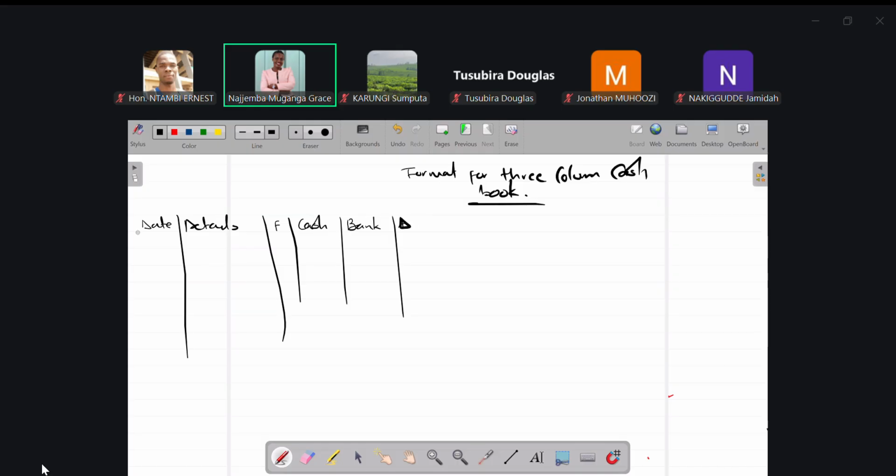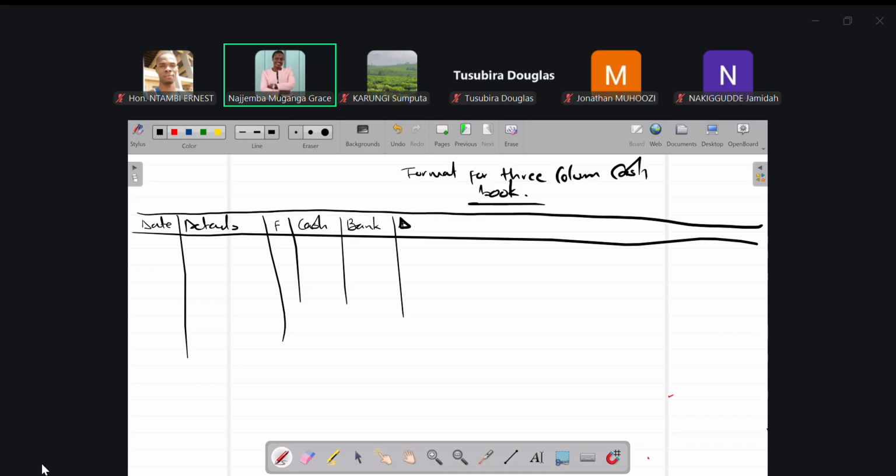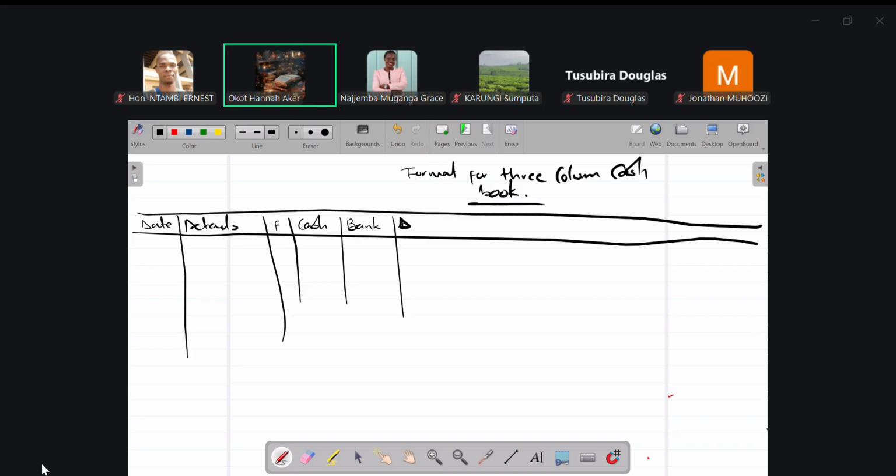We are now handling the debit side. Even in class, had we covered the first cash book? No, madam. Even the rules? Didn't cover anything at all in the cash book.